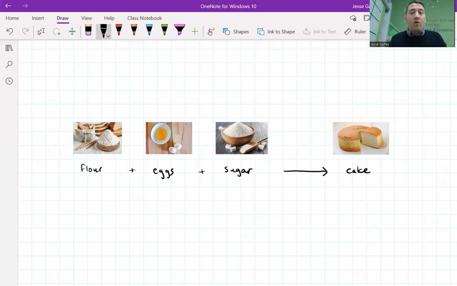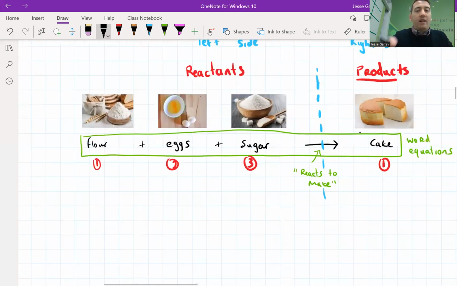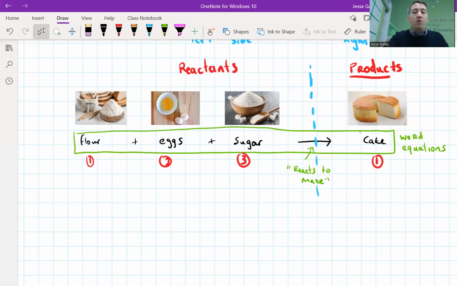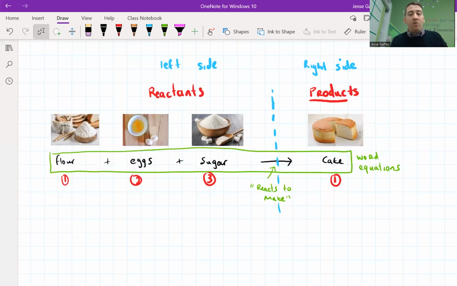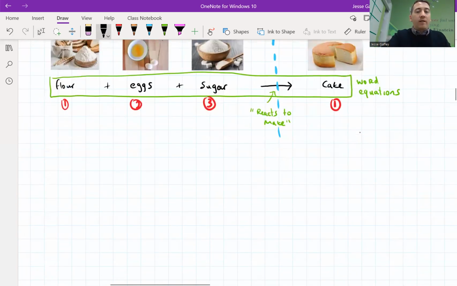So in all the word equations that you guys write, your teacher is never going to want to see an equal sign. They're always going to want to see an arrow. Otherwise, it's wrong. Okay, so hopefully that is pretty clear now, that we always want to use an arrow and not an equal sign. And that arrow means reacts to make. All right, let's have a look at another example now.